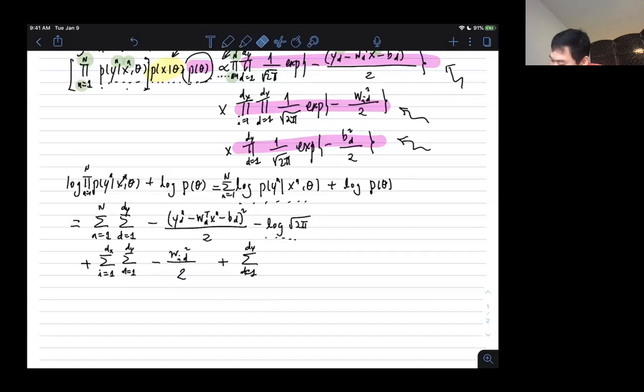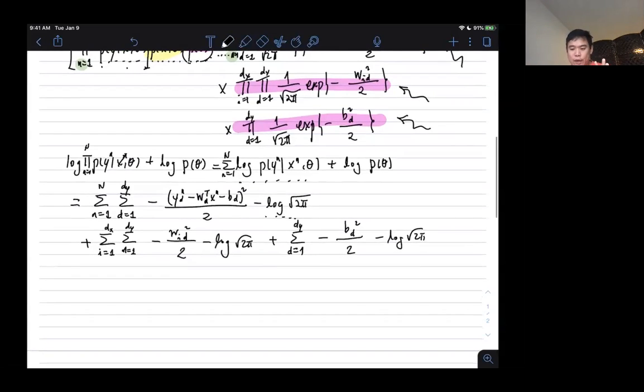Before that, let's actually write the minus log square root 2 pi first. And then now again, 1 to dy. What do we get now? Minus 2 over bd squared minus log of square root of 2 pi. Now, it's all fine so far.